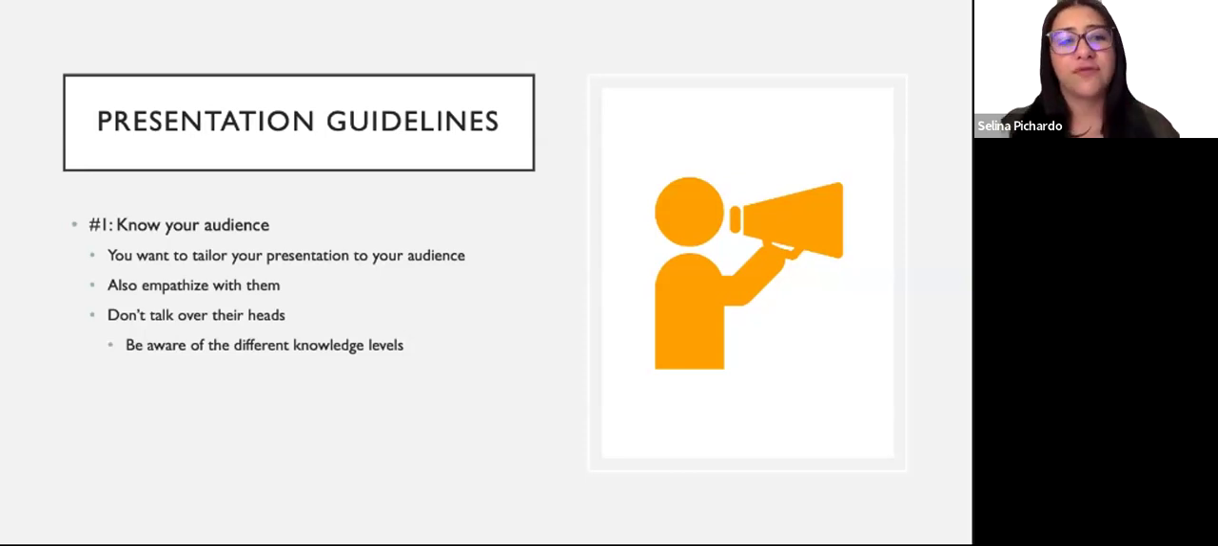And then lastly is don't talk over their heads. Be aware of the different knowledge levels. If you're speaking to decision makers who are going to help you get approval for a project, a proposal, you can be a little bit more in depth with the presentation. But if you're talking to a general audience, well, you got to keep it very high level in general.